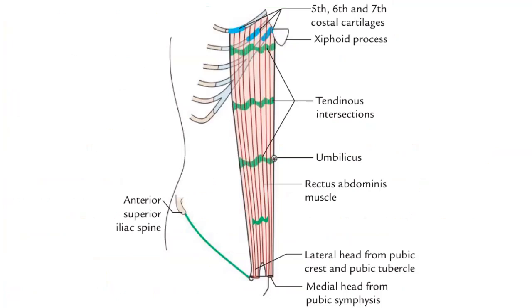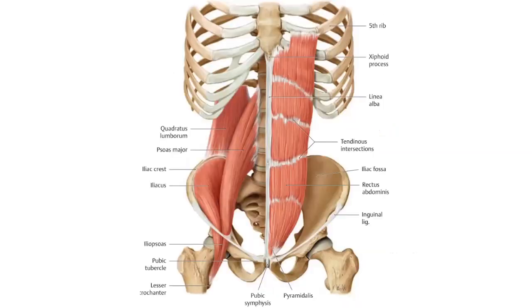You see, these are the tendinous intersections. This is the xiphoid process, right? This is the insertion right over there, pubic crest, right? You see more clearly, these are the tendinous intersections. This is the muscle proper. This is the linea alba, pubic crest and pubic symphysis. This is the xiphoid process, right? Fifth rib, sixth rib, seventh rib, right?